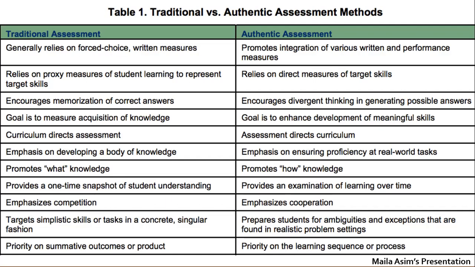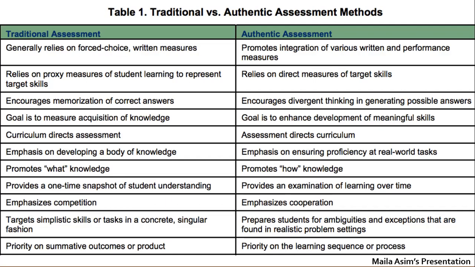Traditional targets simplistic skills only, while in authentic, we are preparing the students for ambiguities and exceptions that are found in realistic problem settings. So they will be prepared for what they may possibly do in a realistic problem setting. And priority in traditional is summative outcomes or product, whereas in authentic, priority is on the learning sequence or process.